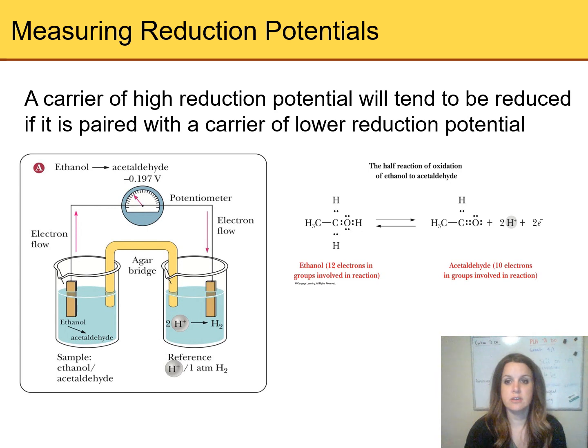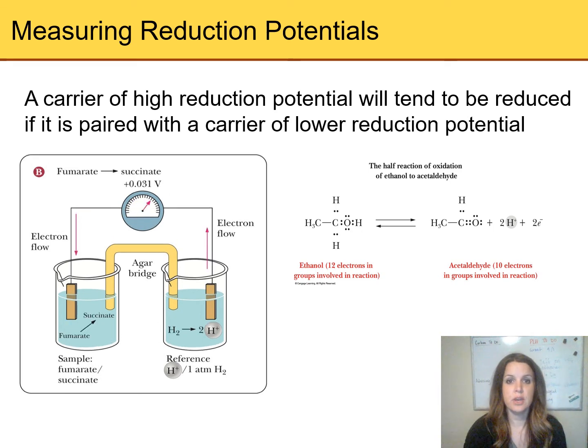In contrast, on this next one, the fumarate-succinate couple accepts electrons from the reference half-cell. That is, reduction occurs spontaneously in the system, and the reduction potential is thus positive. For each half-cell, a half reaction describes the reaction taking place. And the reaction taking place here is the reduction of fumarate to succinate. So this is why we have a positive redox potential.